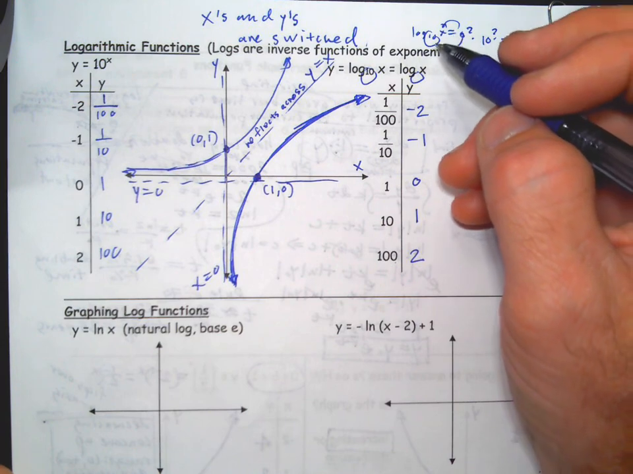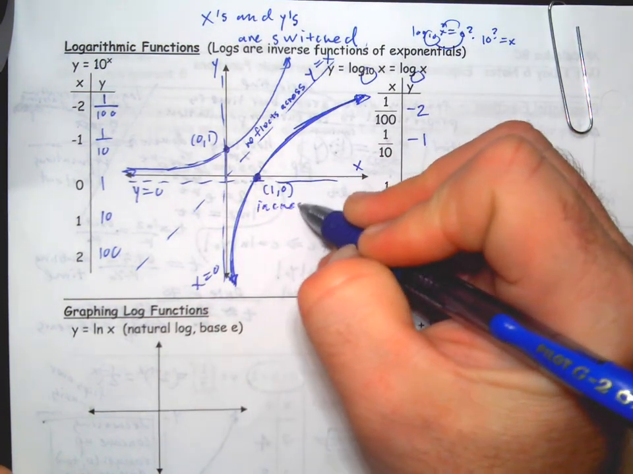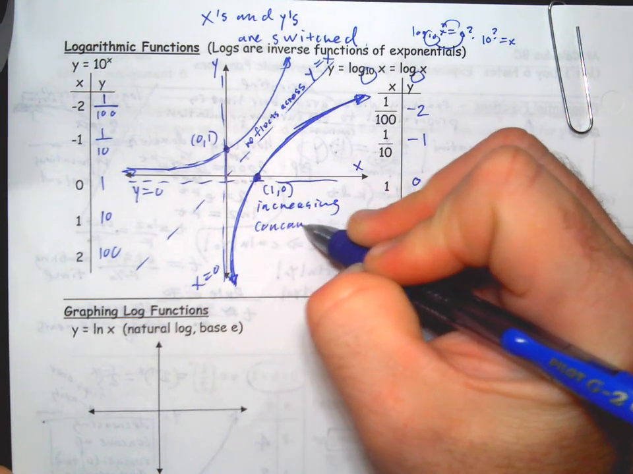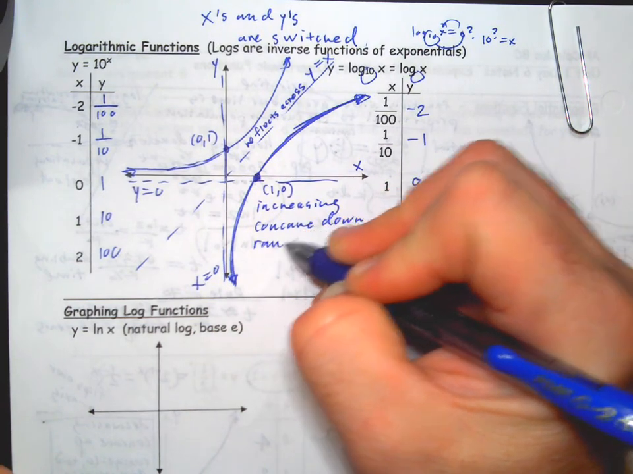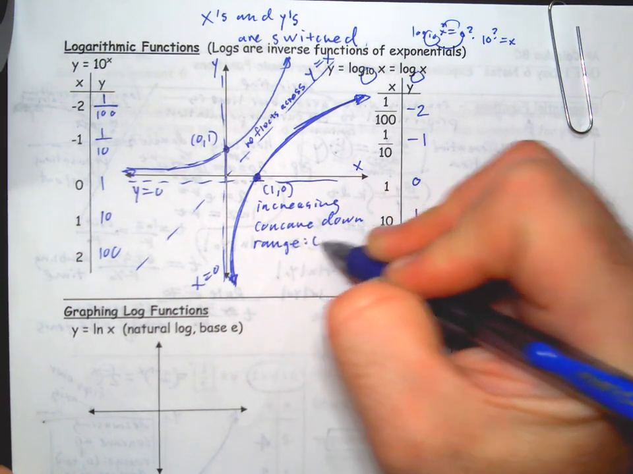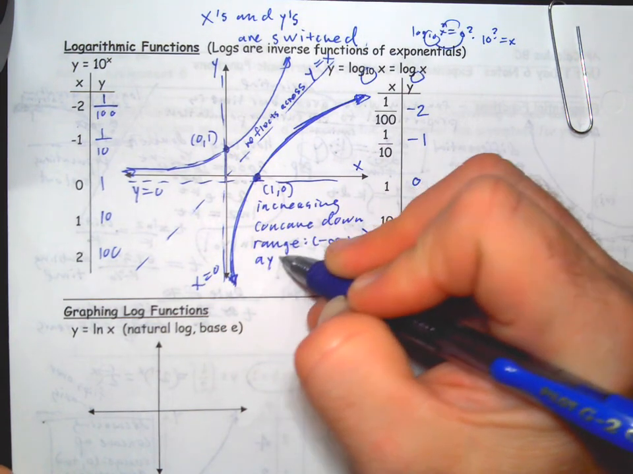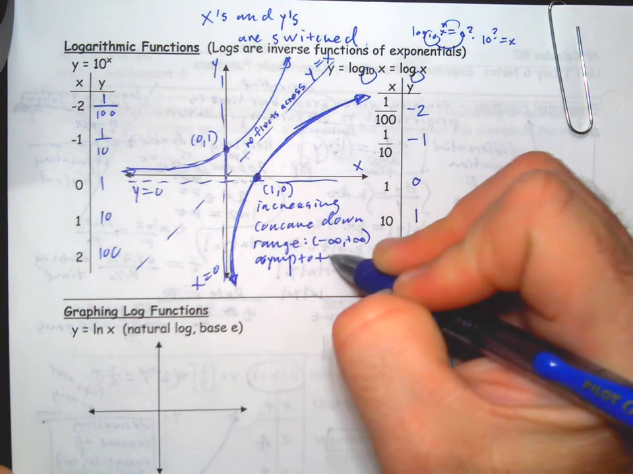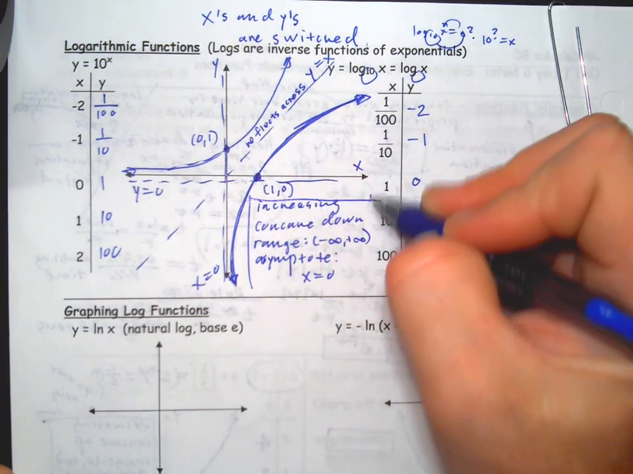So, and then we're going to ask the same kind of questions on the homework. We say, oh, well, it's increasing and it's concave down, and its range is negative infinity to positive infinity. The asymptote is now a vertical line, x equals 0.